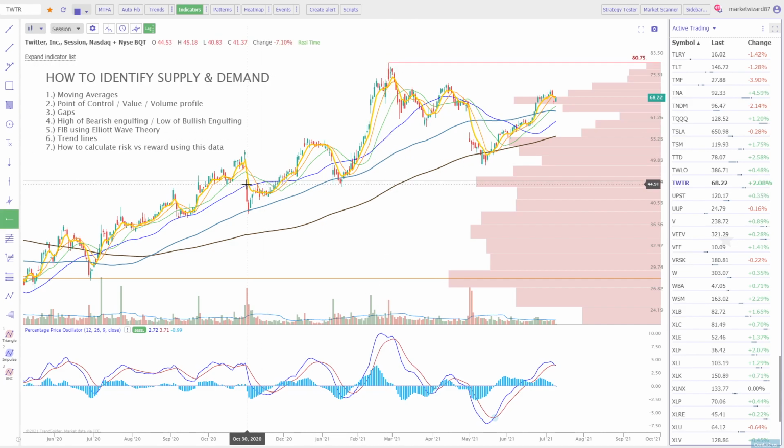Here's another one, right? So this was a supply problem. It was flipped to demand and confirmed demand, right? Twice.